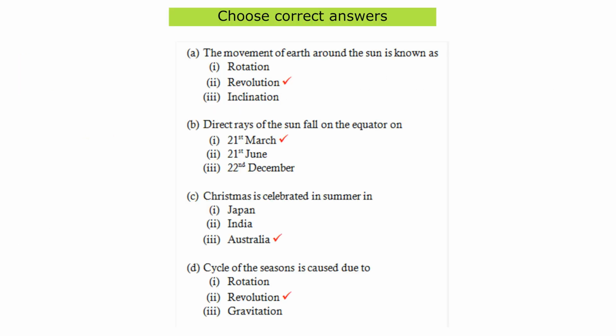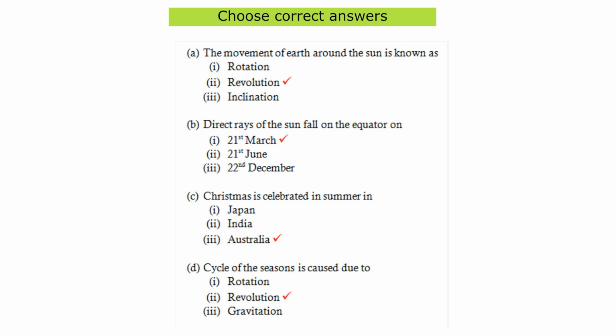Choose the correct answers. A. The movement of earth around the sun is known as 1. Rotation, 2. Revolution, 3. Inclination. Correct answer is revolution. B. Direct rays of the sun fall on the equator on 1. 21st March, 2. 21st June, 3. 22nd December. Correct answer is 21st March.